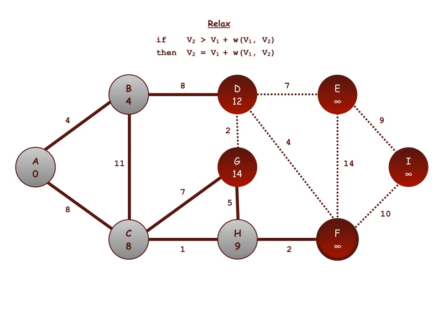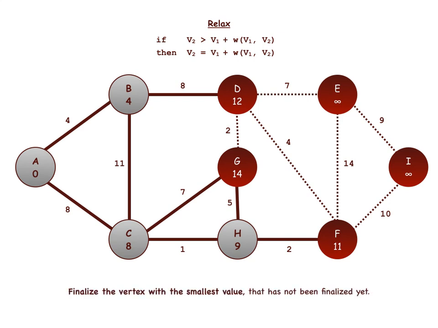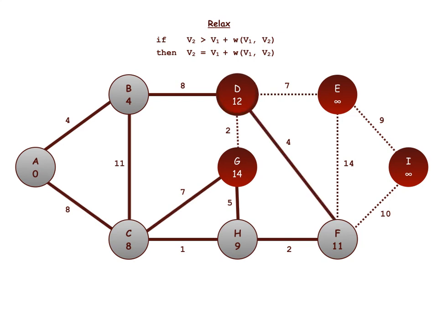Next, the edge connecting H and F. Here we're comparing infinity to 9 plus 2. Clearly infinity is a larger value, so F's value updates. It becomes 11. All of H's edges are now relaxed. Now we're going to finalize the vertex with the smallest value, that is vertex F. And now we're going to relax each of its out edges, beginning with the edge connecting F and D. Here we're comparing 12 to 11 plus 4. 12 is not a larger value, thus D's value goes unchanged.